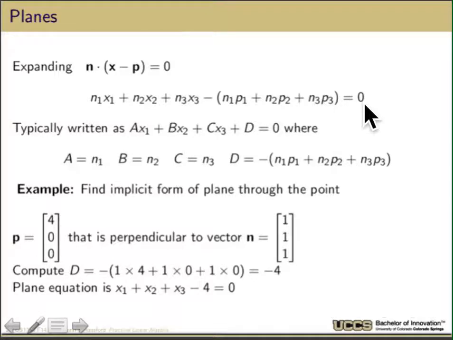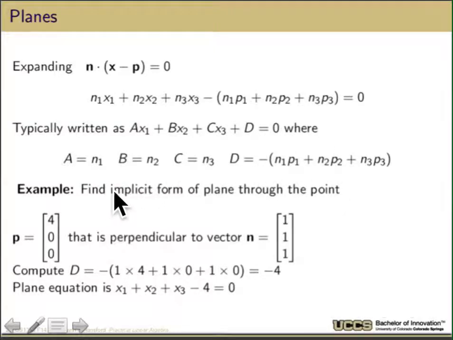Now if I look at that, I can see that it's of the form a x1 plus b x2 plus c x3 plus d equals 0, where a is equal to n1, b is equal to n2, c is equal to n3, and d is equal to minus (n1 p1 plus n2 p2 plus n3 p3). So this is an equation that looks like what you might have seen in high school, ax plus by plus cz plus d equals 0, or ax plus by plus cz equals d. All of those are different ways of rewriting it with slightly different constants.